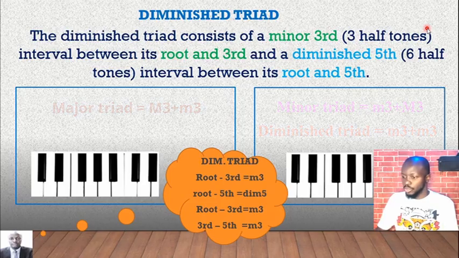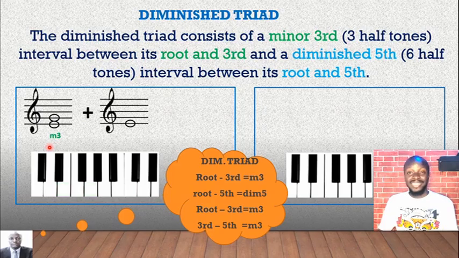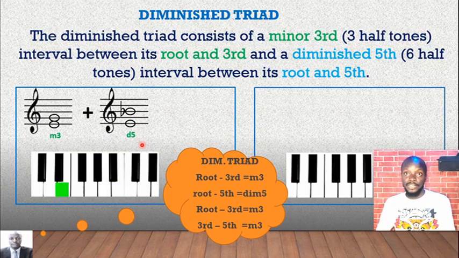Okay, now let's go to some examples of diminished triads. The first one will be the diminished triad on E. So we're looking for a minor third above E, which is G. This is a minor third. Now when you add a diminished fifth, the diminished fifth will be from E to B flat. That's a diminished fifth, from E to B flat, and it sounds this way. E to B flat. Okay, so that's a diminished fifth.